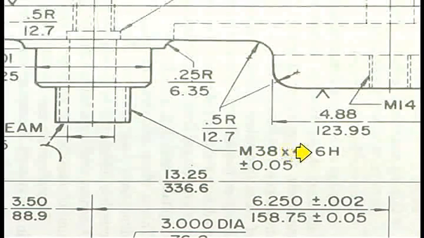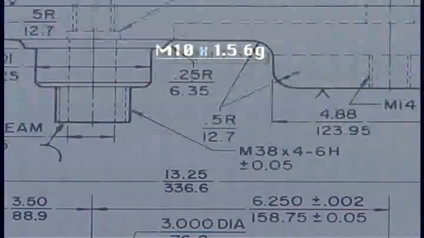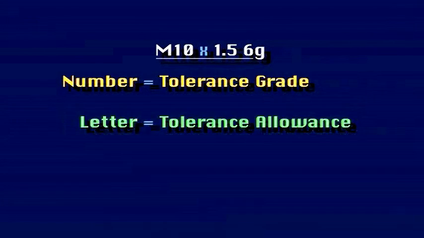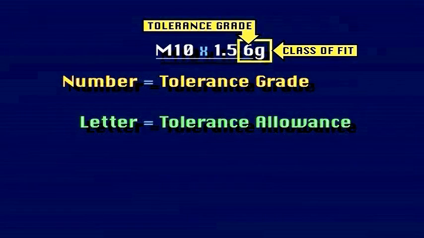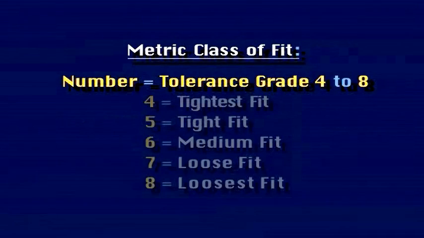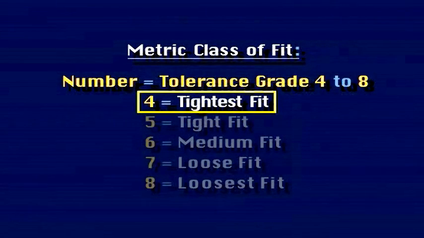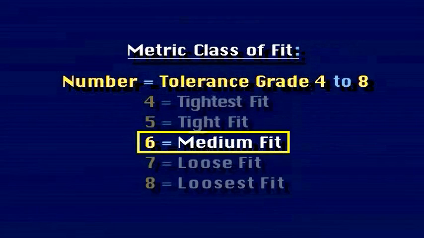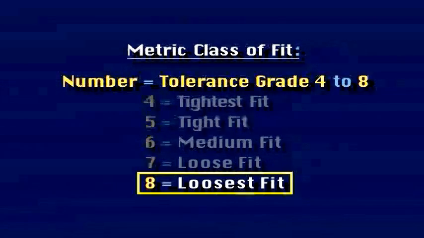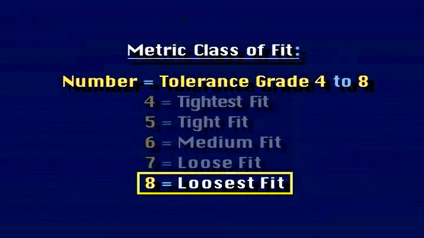Behind this dashed line are a series of numbers and letters that are standard symbols for thread form tolerances. These are similar to the numbers used to describe the class of fit in the inch system. There will be both a number and a letter. The numbers are called the tolerance grade. The tolerance grade numbers can range from 4 to 8. 4 provides the tightest fit, 6 a medium or average fit, and 8 a loose fit with the mating part.